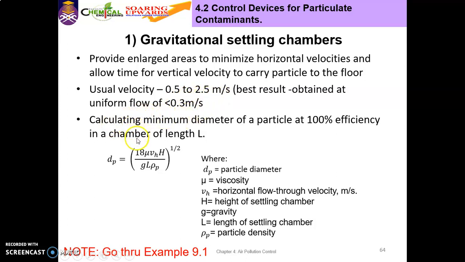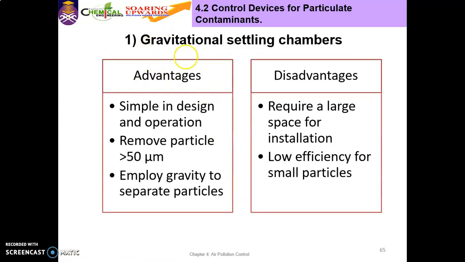And then we have a calculation. This is the diameter of the particle, used to calculate the minimum diameter of a particle at 100% efficiency in a chamber at a certain length. We'll look at an example after this, how to calculate the minimum diameter at a certain length given some velocity. For the gravitational settling chamber, the advantage is that it is very simple in design and operation.